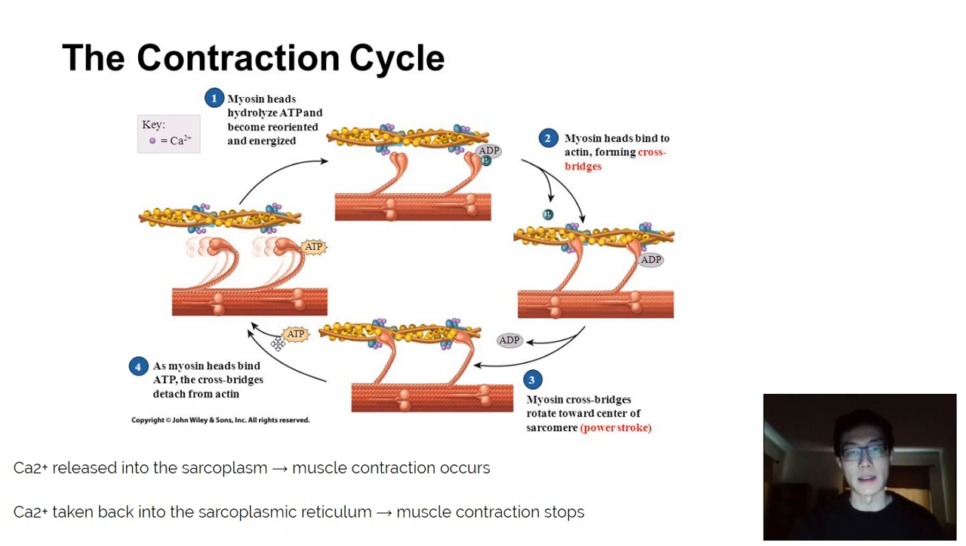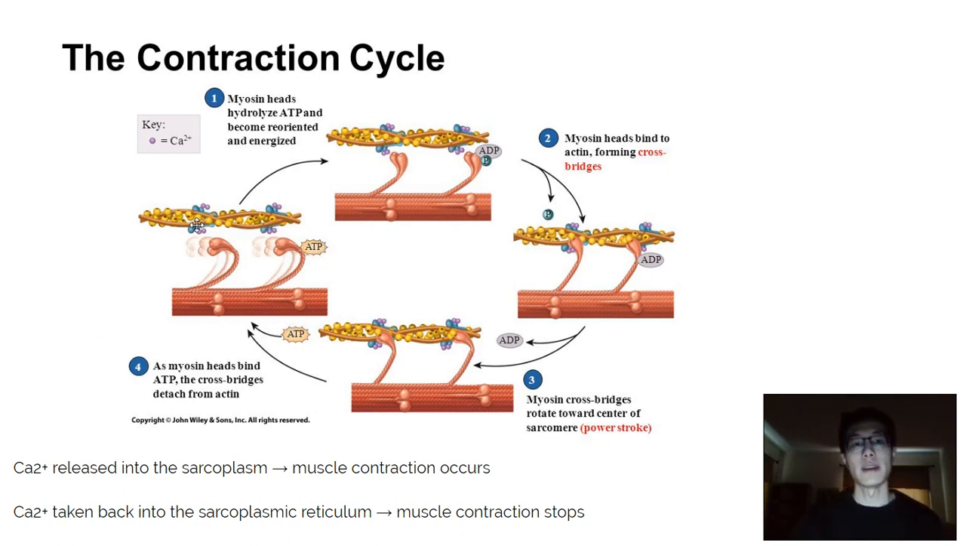If ATP is present, then ATP is going to bind to the myosin heads. When ATP binds to the myosin heads, the heads are going to be displaced. So it's going to disconnect from the actin. So it's the binding of the ATP to the myosin heads that causes the separation of the actin and the myosin heads, like so, as shown here.